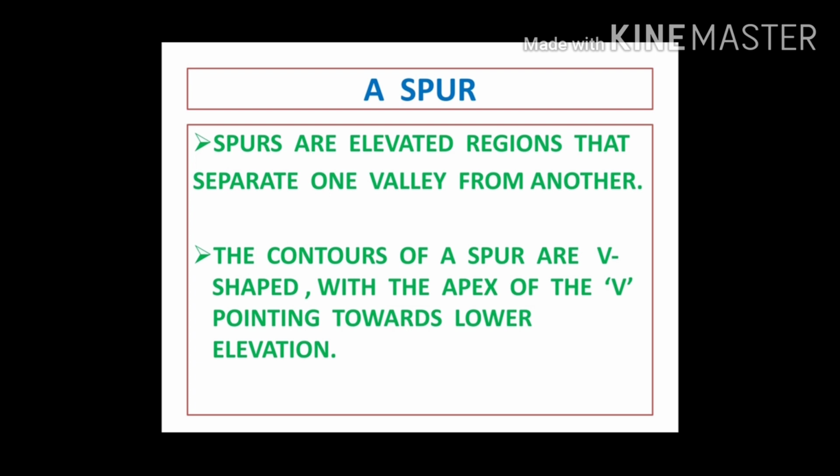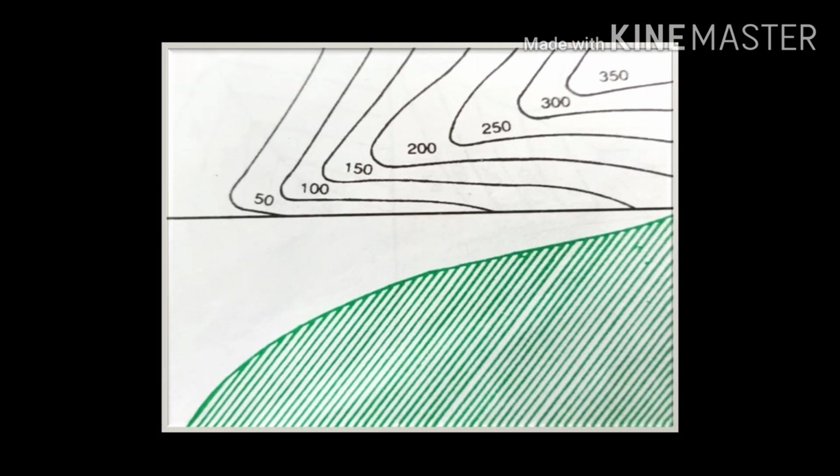Next in the list is a spur. Spurs are elevated regions that separate one valley from another. So let's see first what is a spur. You can see this portion of a slope. It separates, now this is the valley, but this is known as the spur. This side is the valley, and if we go up, it's the peak of the mountain or the hill. So this portion is known as a spur.